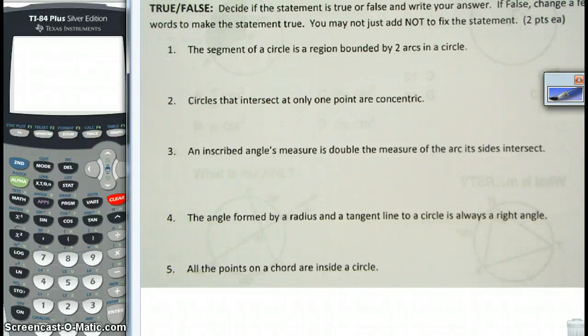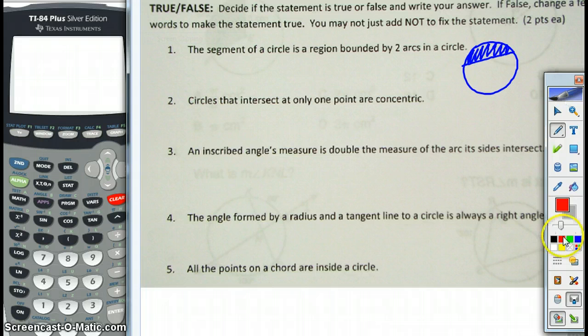Today we're going to go over the group test on circles. So let's start out here with problem number 1. You'll remember that a segment of a circle, this is a segment, is this area right here. And it is a region bounded by 2 arcs. What we really wanted you to see here was that it was bounded by a chord and 1 arc. So that's going to be 1 arc, and that's going to be false then.